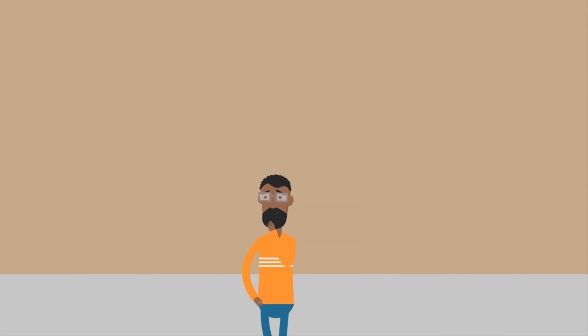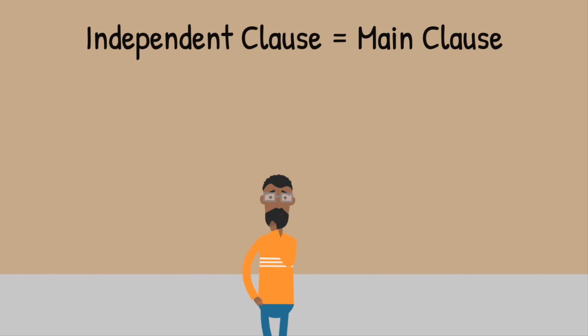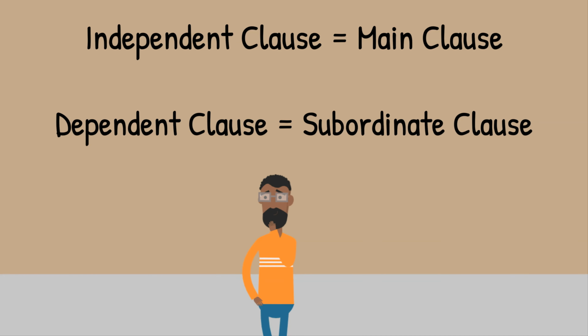First things first, one thing you will need to know and remember is that independent clauses can sometimes be called main clauses. Do not let this confuse you, they are the same thing. And just like that, dependent clauses can also be called subordinate clauses. I will use all these names throughout the video to help you become familiar with them.